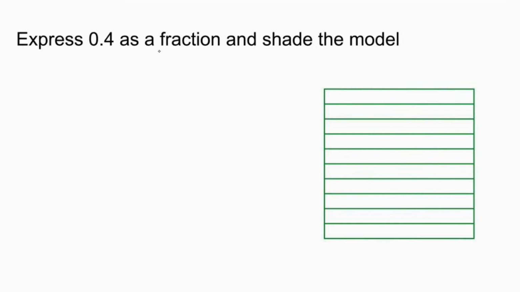Express 4/10 as a fraction and shade the model. Well, notice how I just said 4/10. If you're going to say 4/10 is a fraction, then just write out 4/10 like that. Now, you could simplify that. That is an even number. So let's divide the numerator and the denominator by 2. And 4/10 simplifies out to 2/5.